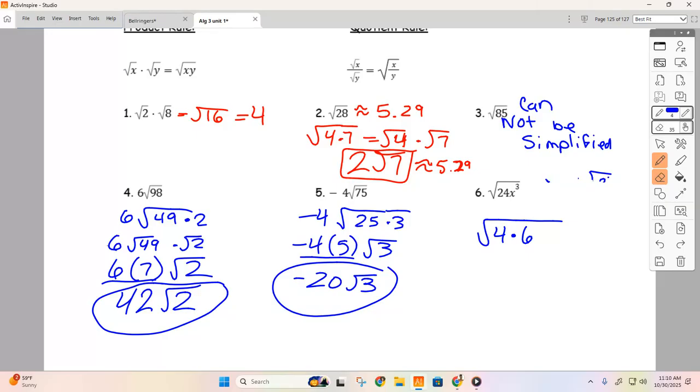So I'm going to separate my x cubed into x squared times x to the first. And I don't really need to write that 1. So the 4, I can take the square root. It's going to give me a 2. So that's taken care of. The square root of x squared is going to give me an x. I've taken care of that one. What is left under my radical is 6x.